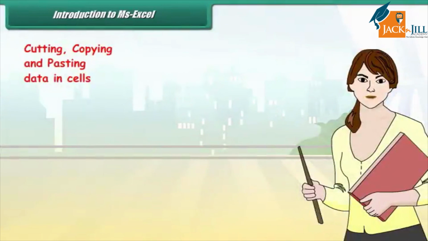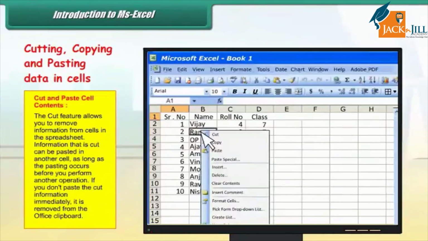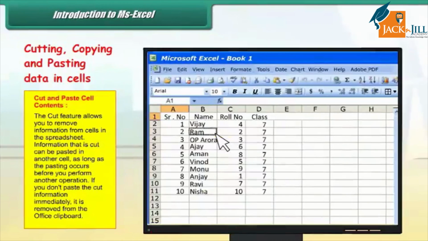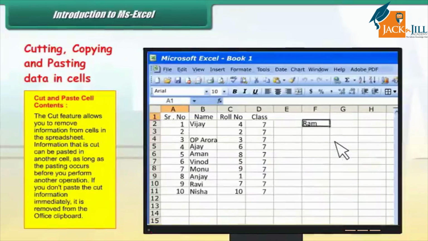Cut and paste cell contents. The cut feature allows you to remove information from cells in the spreadsheet. Information that is cut can be pasted in another cell as long as the pasting occurs before you perform another operation. If you don't paste the cut information immediately, it is removed from the office clipboard.